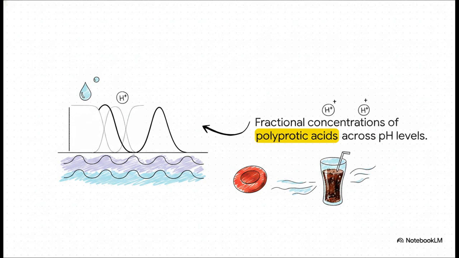Notice those stunning overlapping waves? As the pH changes across the bottom axis, the dominant form of the acid smoothly shifts. It trades away one proton, cresting that middle wave, and then trades away a second, cresting the right wave. It's pretty amazing, but buffer systems in biology use these exact waves to perfectly tune the pH of our bodies.